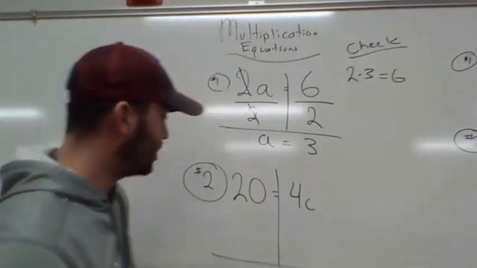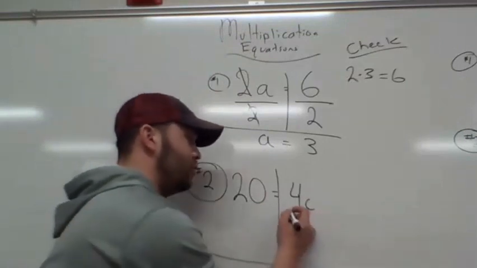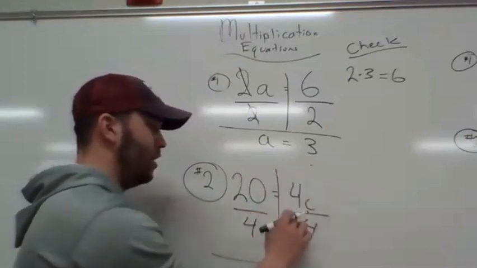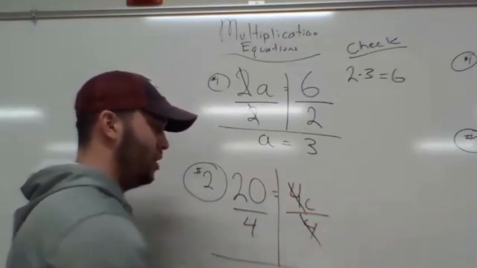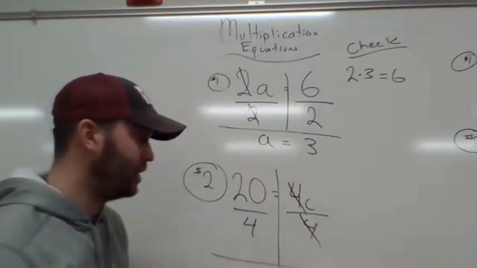So if we look at this next one right here, we have 20 equals 4 times c. The inverse operation would be to divide by 4 on both sides. And 4 divided by 4, you probably are asking yourself, Mr. Bergman, that doesn't cancel it. That actually gives you a 1.